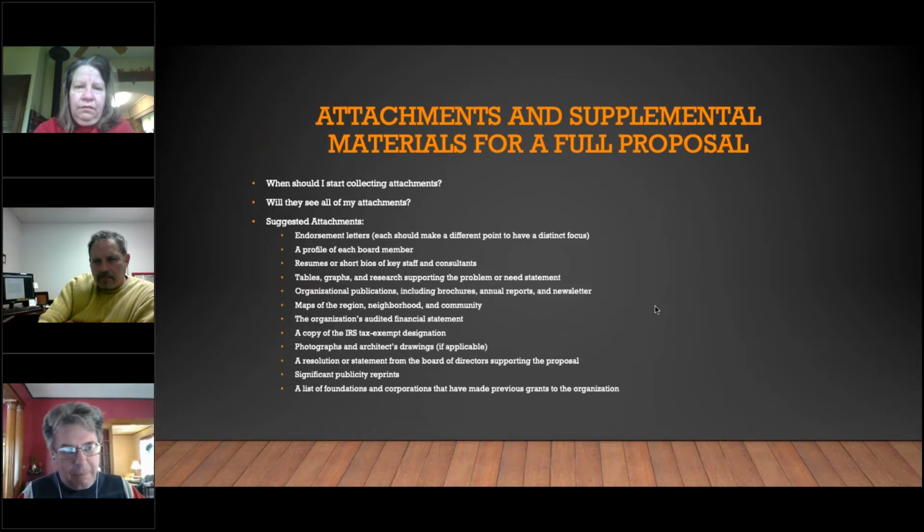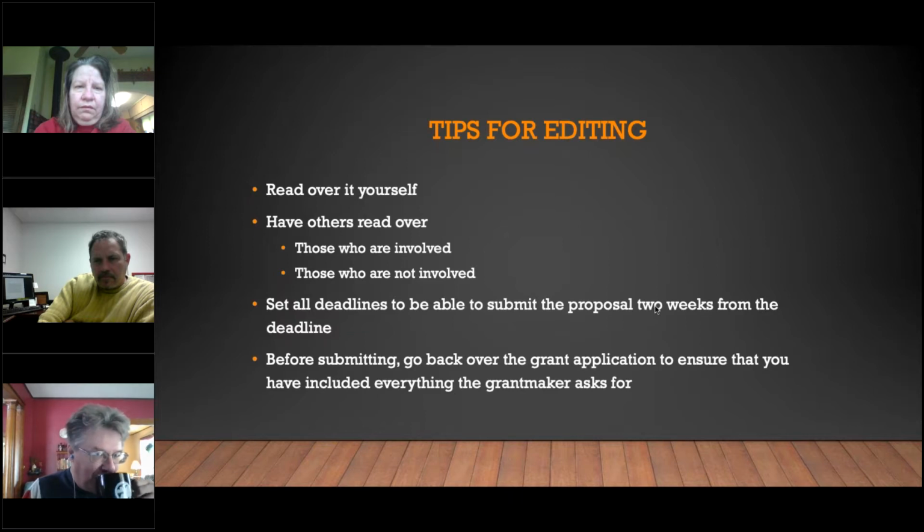So you've got your grant ready to go. Now you need to make sure you edit it. Read over it yourself, fix any of the mistakes you see, and then have others read it. There are 2 different types of people that you should have read over your grant: those who are involved with the project and those who are not involved. Those who are involved in the project will catch some of the grammar and some of the smaller mistakes that you may have overlooked, or they'll also catch things that maybe didn't get included in the grant. So you can go back and add it.